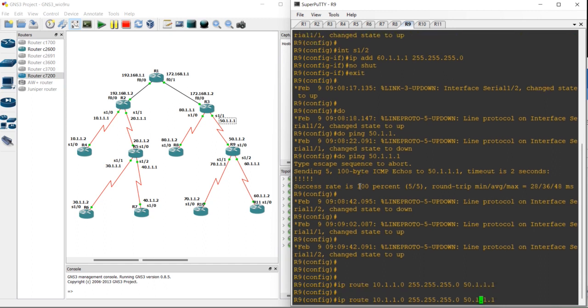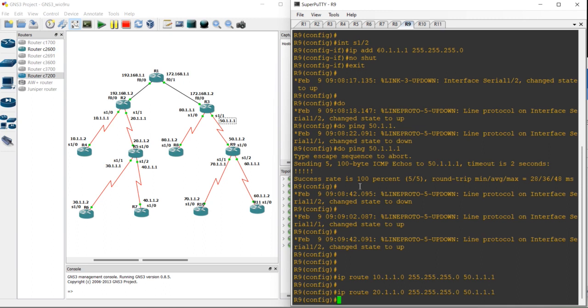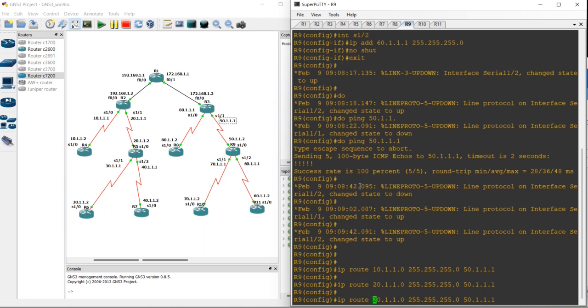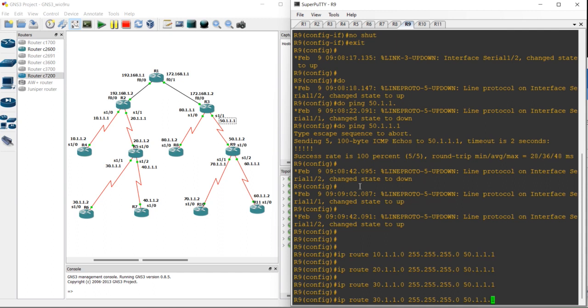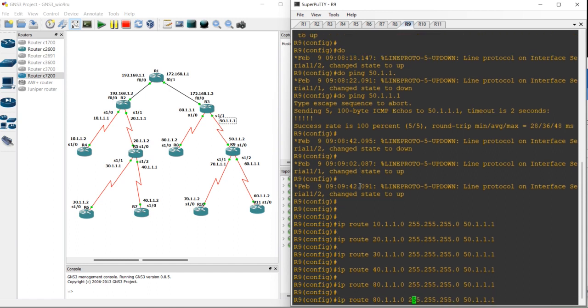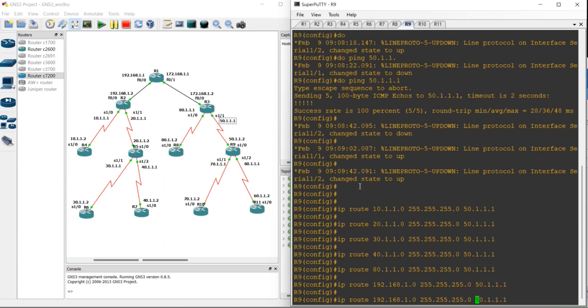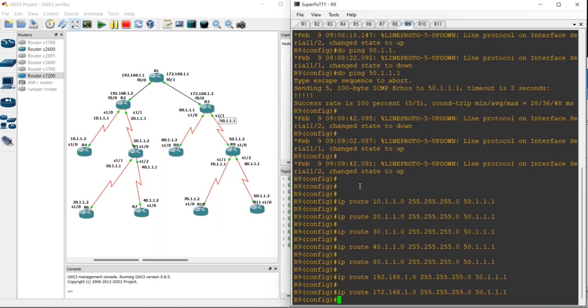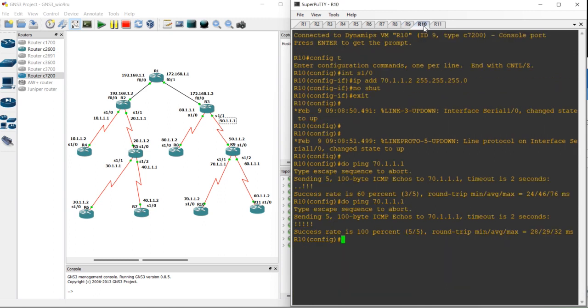50.1.1.1. For the 20s network, for the 30s network, for the 40s network, for 50 directly connected, 60, 70 directly connected. Now for the 80s network. Okay. And for 192 and 172: 192.168.1.0 and 172.168.1.0. Okay. Now router 10.